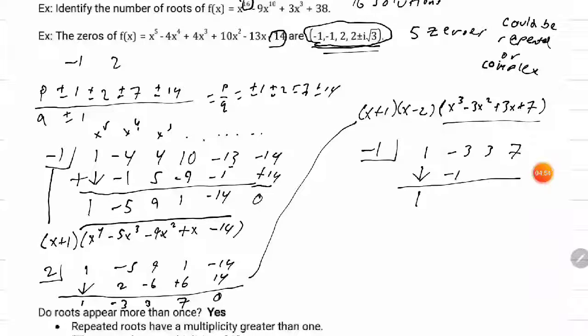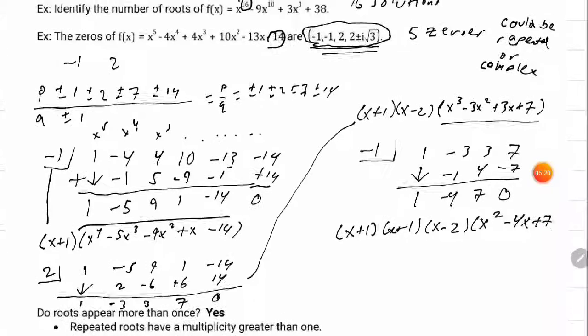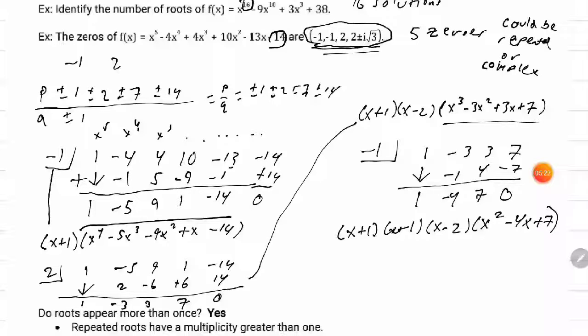So 1, negative 1, negative 4, positive 4, 7, and then negative 7. Obviously, because this is our 0. So, I now have x plus 1, x plus 1, x minus 2, and then lastly my x squared minus 4x plus 7. Okay, so we finally got into a quadratic.